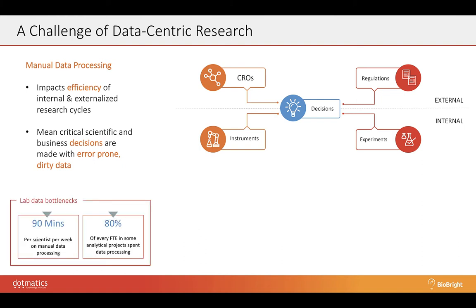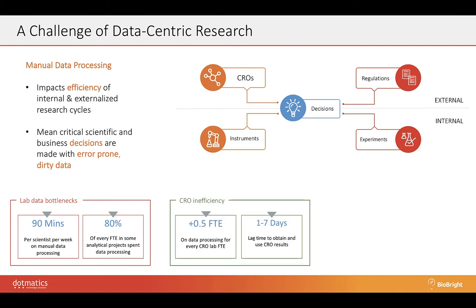And just to put a few statistics around this, so firstly on the efficiency, it's been estimated that a typical scientist could spend up to 90 minutes a week on mundane data processing. And in extreme cases, such as an analytical lab that we'll look at in one of the first examples, it could be up to 80% of their time. Things aren't much better with collaborators.